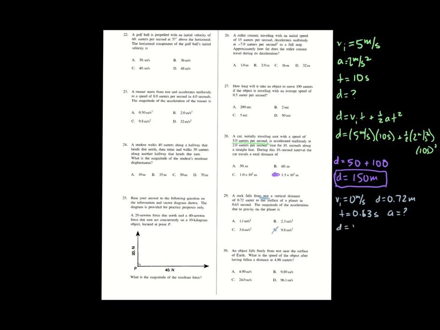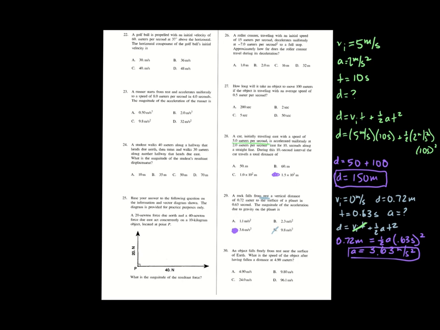Okay, so we're going to use this same equation again. But the beauty of this is that because VI is 0, when you multiply anything by 0, it cancels out to 0. So that whole term goes away. Okay, so we get 0.72 meters equals 1/2 A times 0.63 seconds squared, and A is equal to 3.63 meters per second squared, and that's choice C.